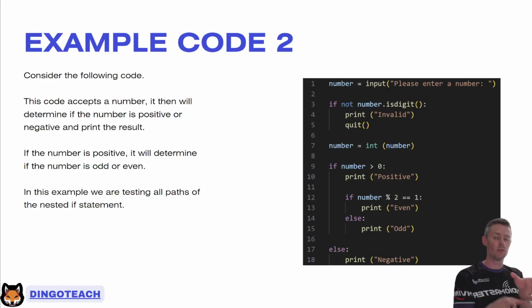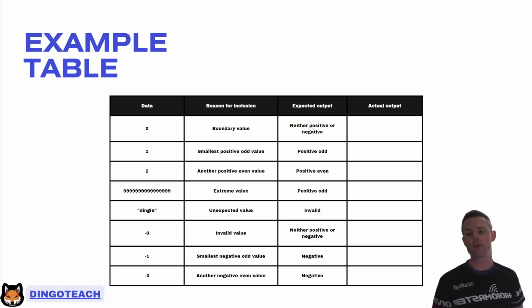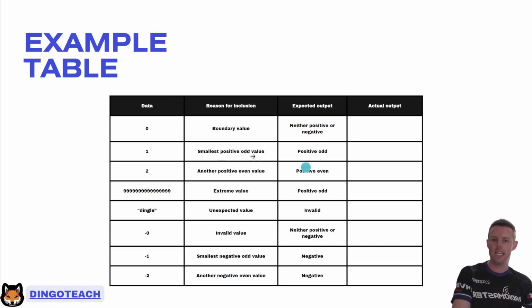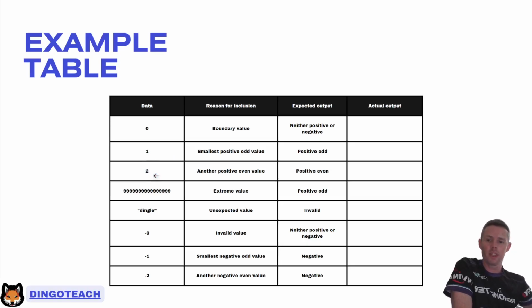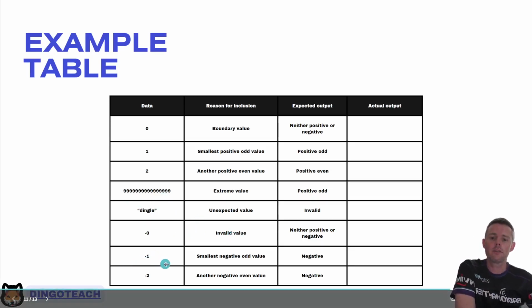I actually need to write test data that covers every single one of those paths in my program. So I've tried to include that here. So 0 is a boundary value, 1 is the smallest positive odd number, 2 is the smallest even, this is my extreme value, dingle is unexpected, -1 should realistically be invalid, okay? -1, okay, is a negative odd, and then -2 is a negative even. Okay, so my expecteds are all laid out here as you would probably see.